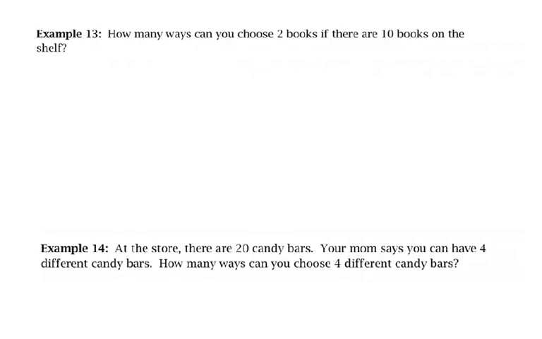So for example, how many ways can you choose 2 books if there are 10 books on the shelf? So if you choose a book first and then you choose it second, it doesn't matter which one you chose first or second. So you're taking 10 objects and you're doing a combination of them, 2 objects at a time. So the way that you do the math on that is you say 10 factorial over 2 factorial and then 10 minus 2 factorial.